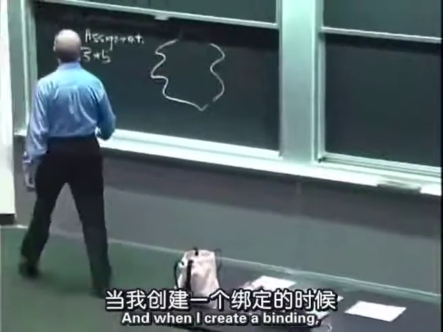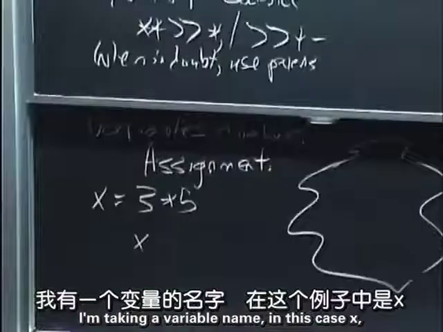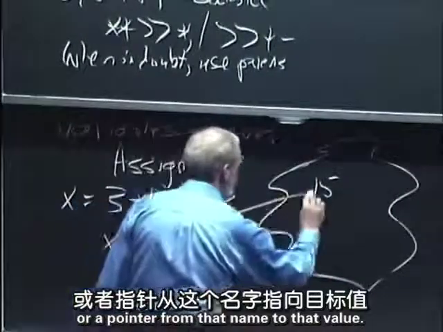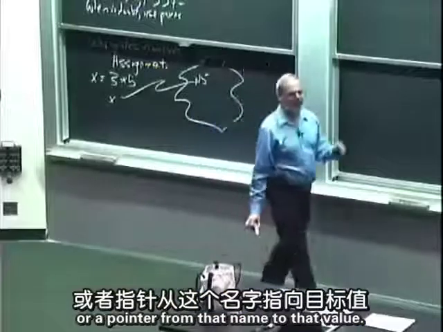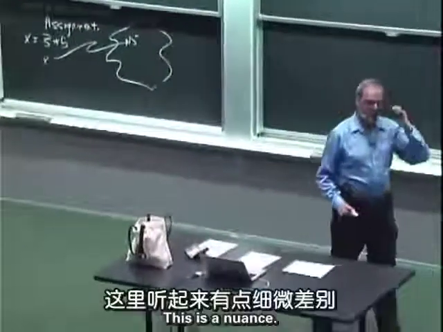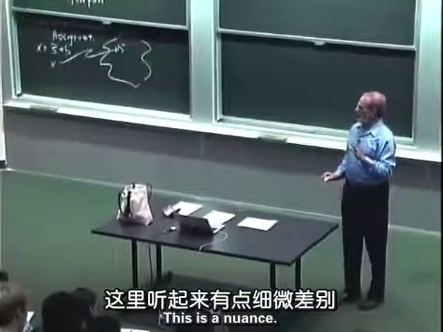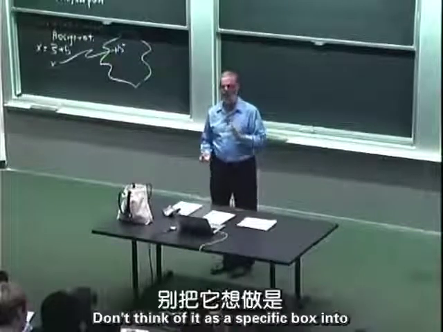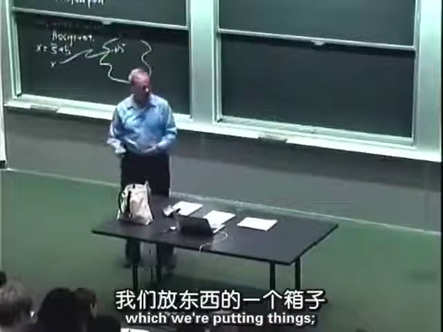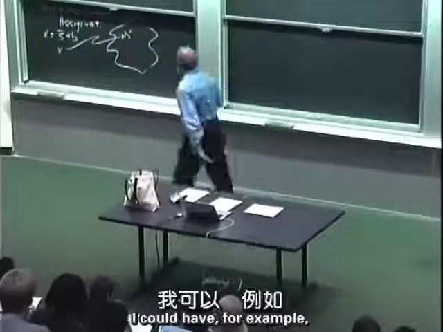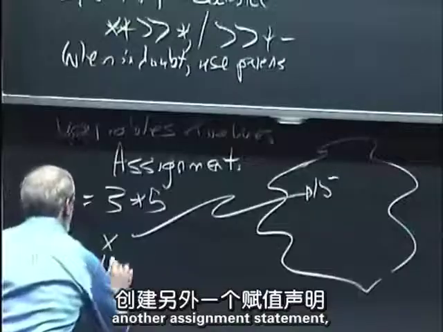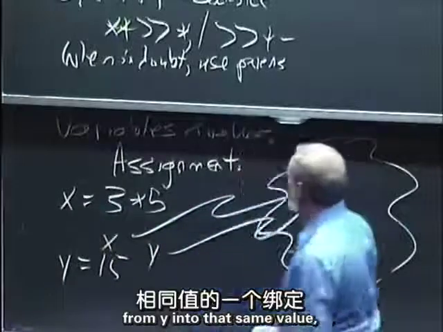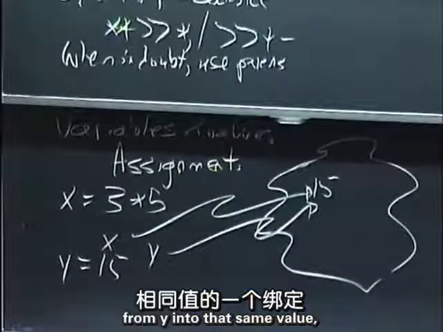And when I create a binding, I'm taking a variable name, in this case x, stored somewhere in a table, and I'm creating a link or a pointer from that name to that value. This is a nuance. It's going to make a lot more sense later on when we introduce mutation into our language, but I want you to start thinking of it that way. Don't think of it as a specific box into which we're putting things. Think of it as a link to a value. I could have, for example, another assignment statement, and that creates a binding from y into that same value.